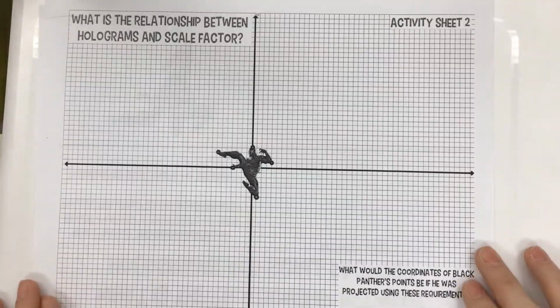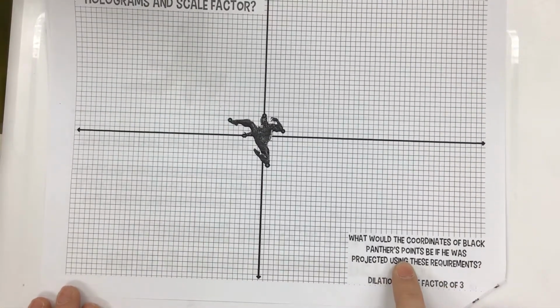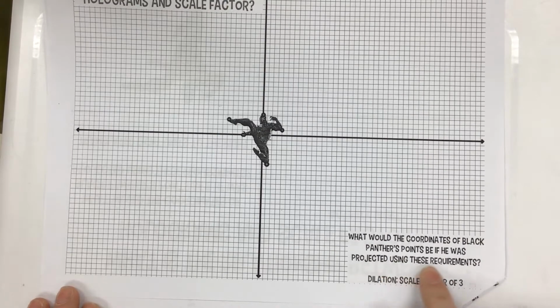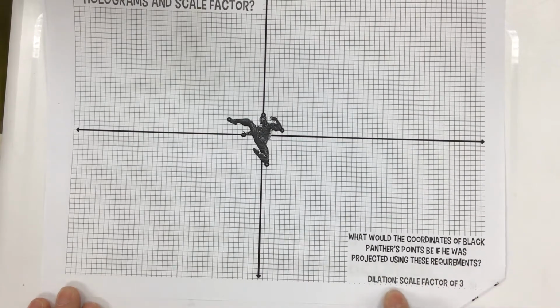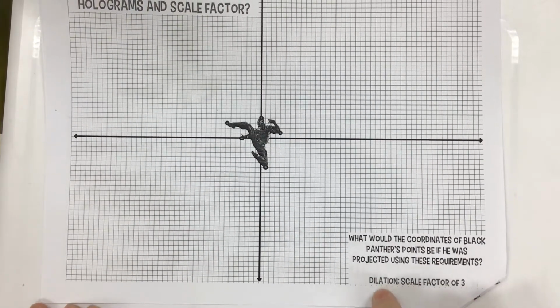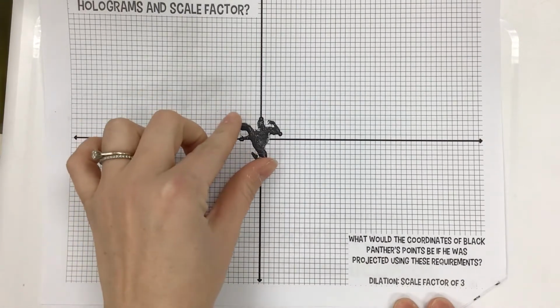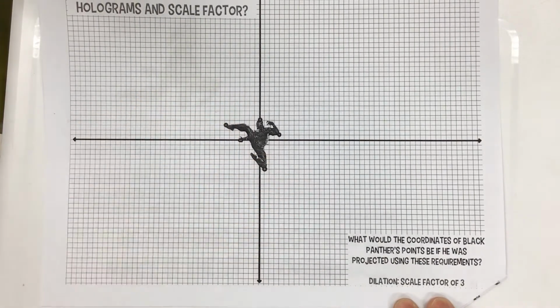All right, activity sheet 2. What would the coordinates of the Black Panther's points be if he was projected using these requirements? Dilation, scale factor of 3. So the first thing that you need to know is what dilation means. When you go to the eye doctor and you get your eyes dilated, what happens to your pupil? It gets larger. And so what we're going to be doing is we're going to be making the Black Panther larger.